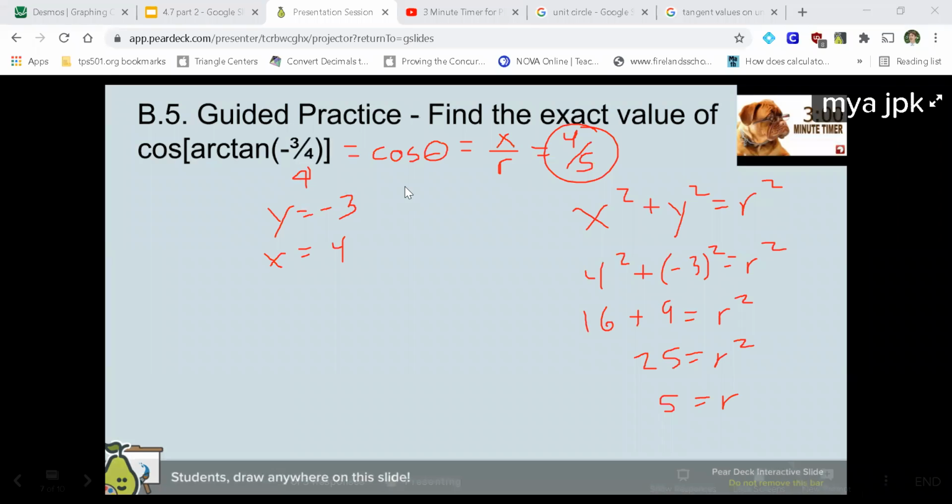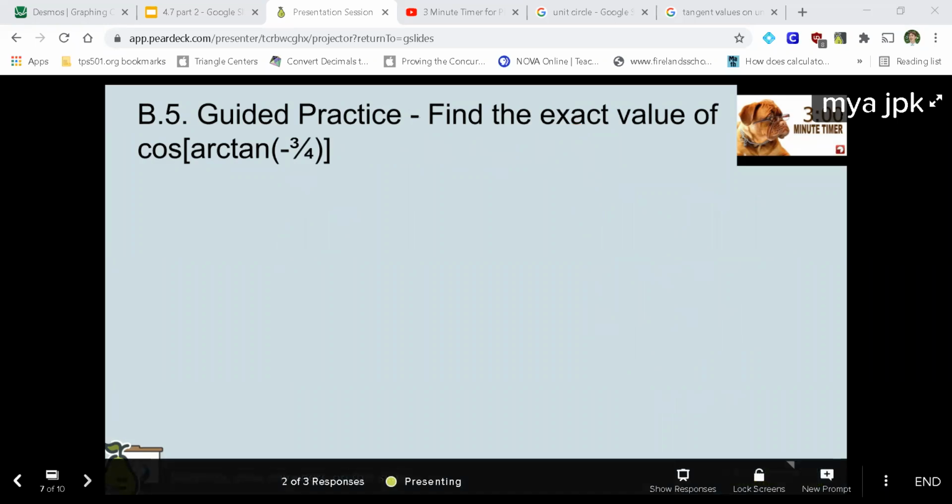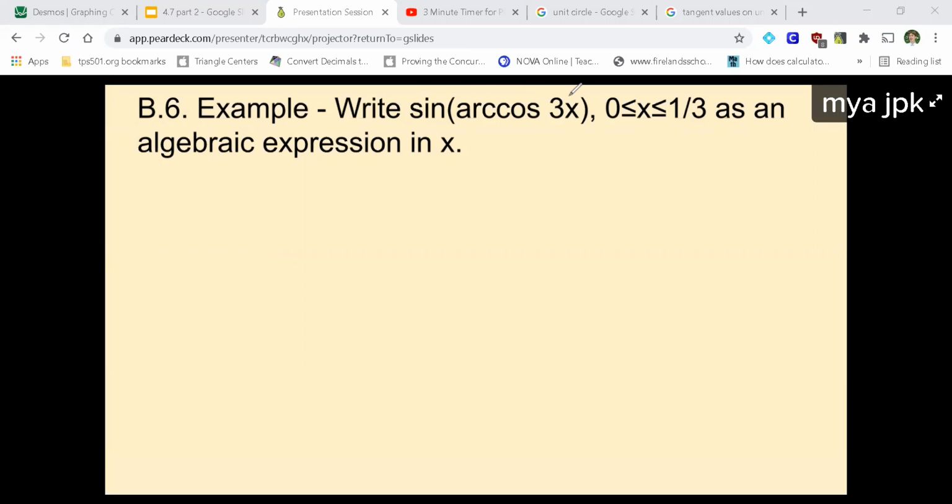Then the next thing that we can do is a slightly harder problem. By slightly harder, I mean, yeah, slightly harder. So now let's do this one. The sine of the arc cosine of 3x. And our answer is just going to be an expression in terms of x. We will solve this exactly the same way as the previous ones.